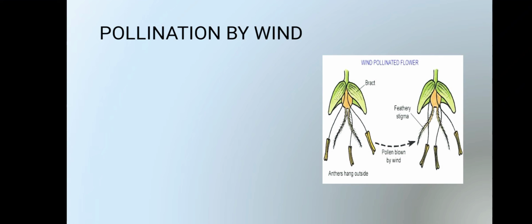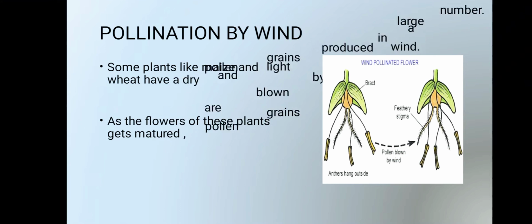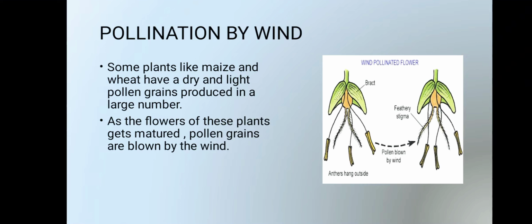So, how does pollination take place by wind? Let us understand that. Some plants like maize and wheat have dry and light pollen grains produced in a large number. As the flowers of these plants get matured, pollen grains are blown by the wind.